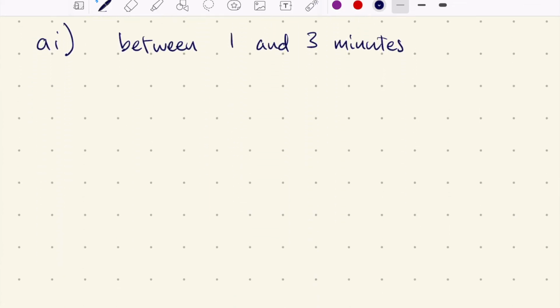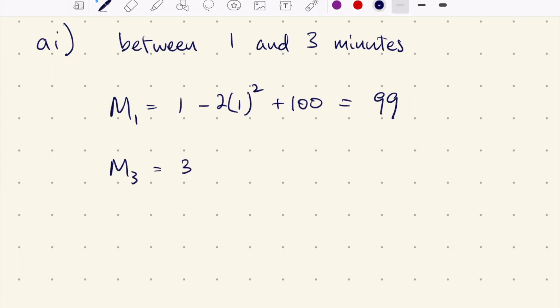Now, first one, between 1 and 3 minutes. So first we got to find the value of the mass, which we have to do m equals 1 minus 1 plus 100, which equals 99. And m3, because it's 3 minutes, 3 minus 2, 3 squared plus 100, which equals 85.